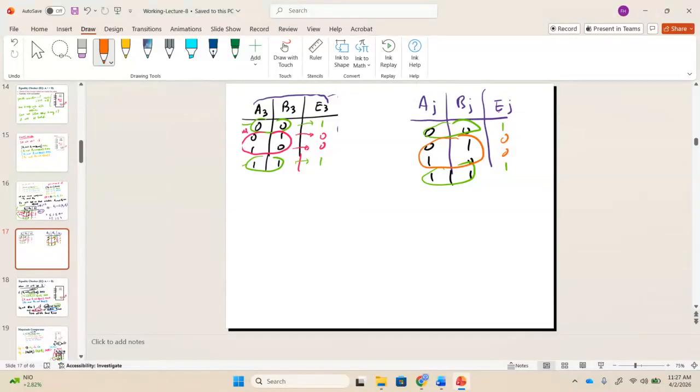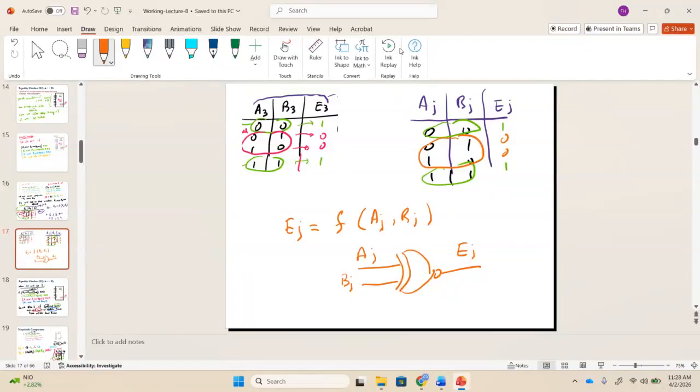Which gate will be used for EJ? It means that EJ is a function of AJ and BJ. Which gate will be used? Can you tell me? XNOR. XNOR gate. Yes, this will be an XNOR gate. So EJ is now depending on AJ and BJ. Got it or not got it?